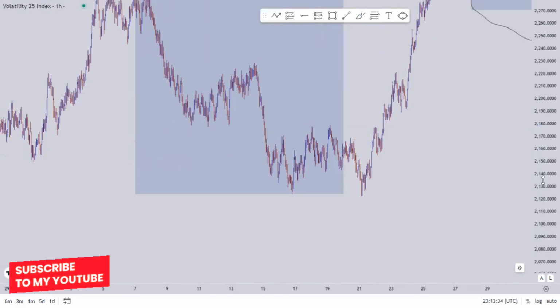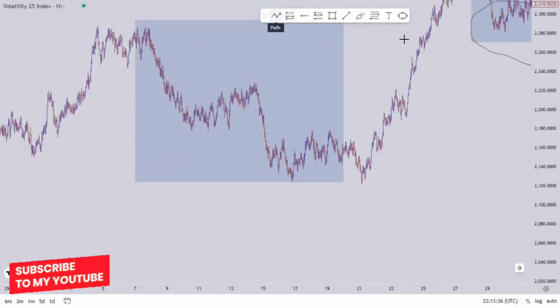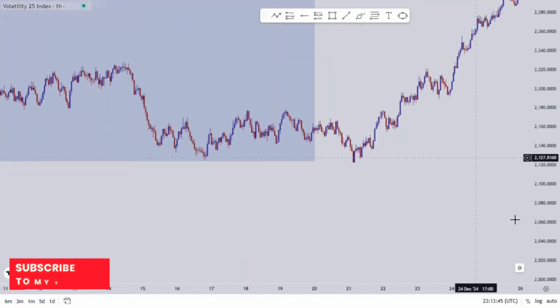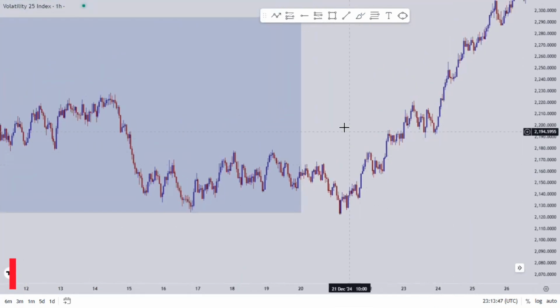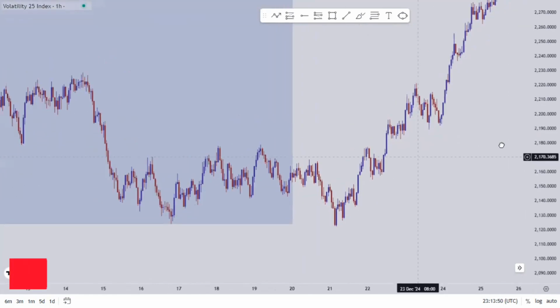The market price has been trending down all the way from this particular point. Here you see lower high, lower low, lower high, lower low, lower high, breakdown, and it comes down to this particular level. Now let's break it down.